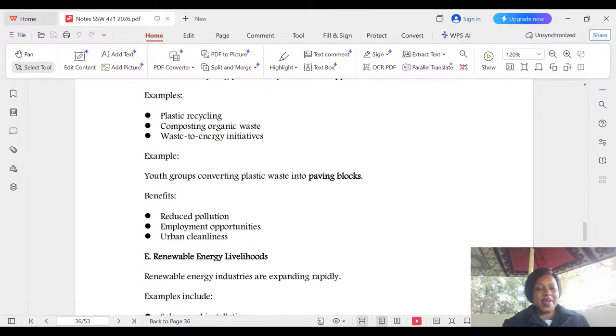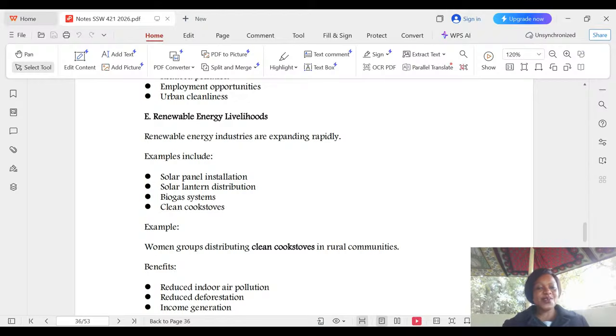All right, then we have renewable energy livelihoods. So renewable energy industries, of course, are expanding rapidly because we have already seen that that is the future. So, for example, we have solar panel installation. These are the jobs, the green jobs, and the jobs of the future. Solar lantern distribution, we are seeing that more and more. Biogas systems for those who have animals in the farm, instead of purchasing gas commercially. Clean cook stoves, electric ones.